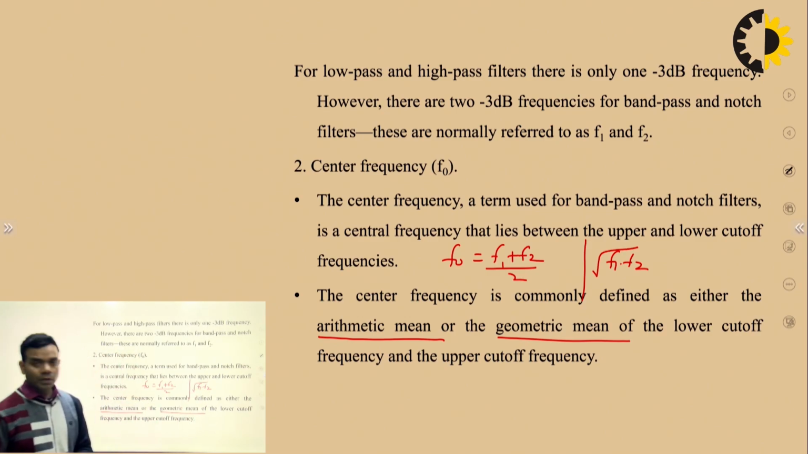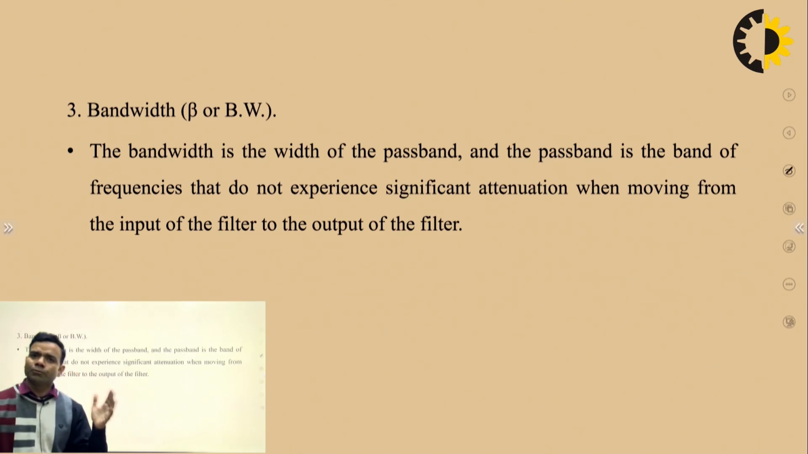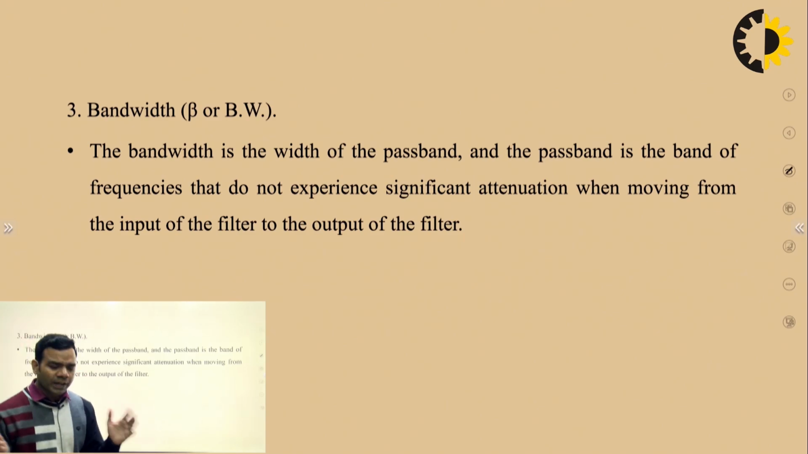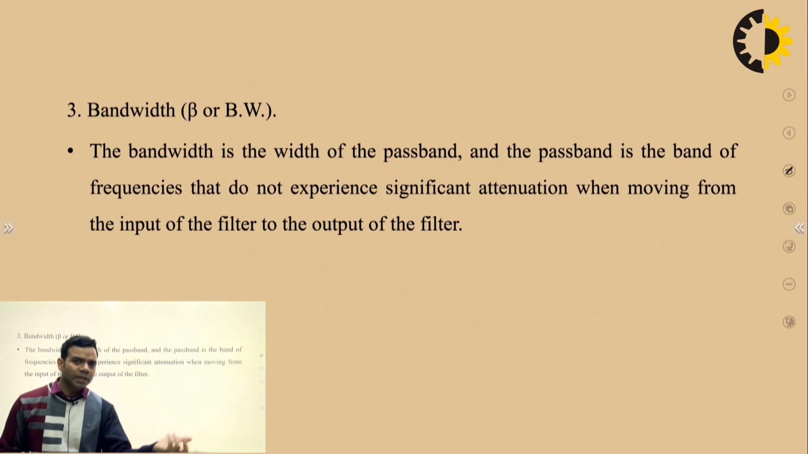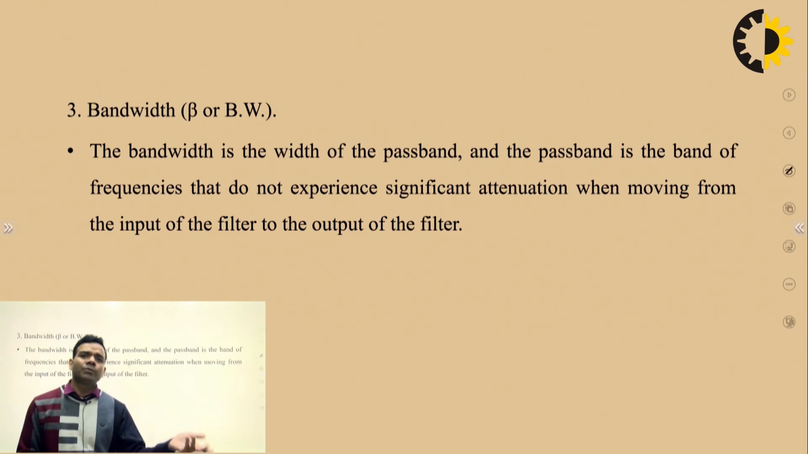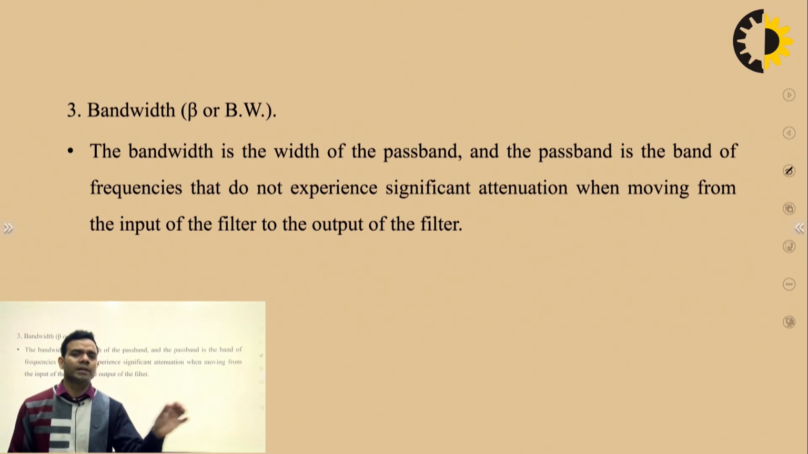Both you can use. Now, bandwidth, all of you know, bandwidth means the band of frequencies. How can you get it? You can get it by subtracting the lower cutoff frequency from the higher cutoff frequency. For example, F2 is 100 kilohertz and F1 is 50 kilohertz, then 100 minus 50 is 50, so 50 kilohertz will be the bandwidth.